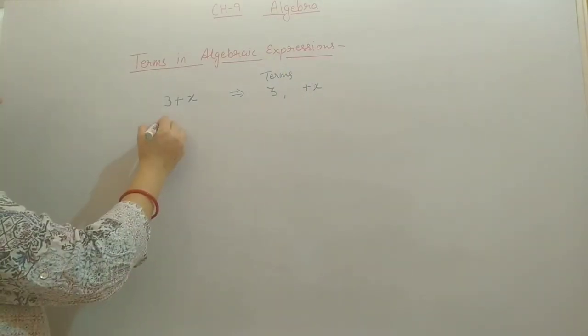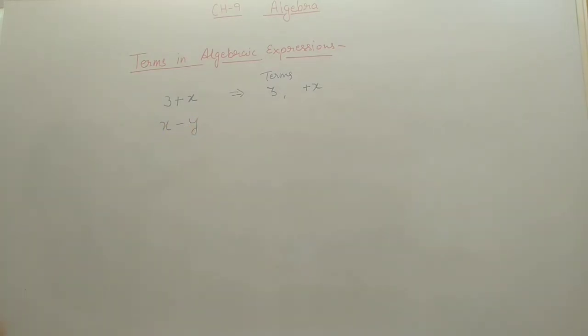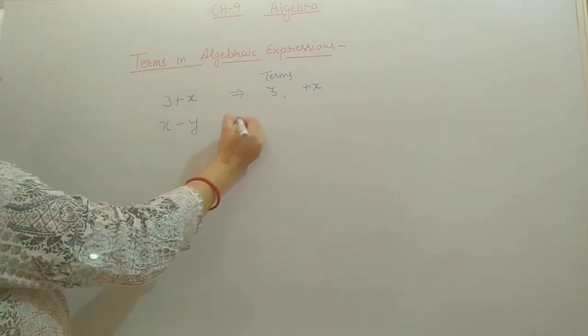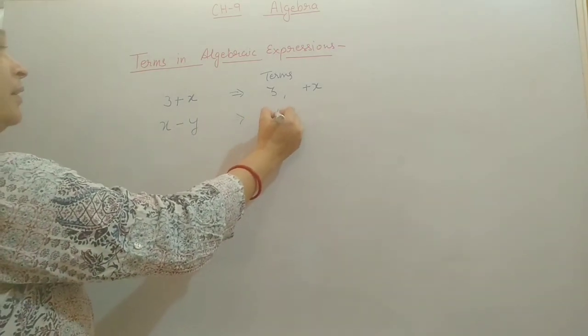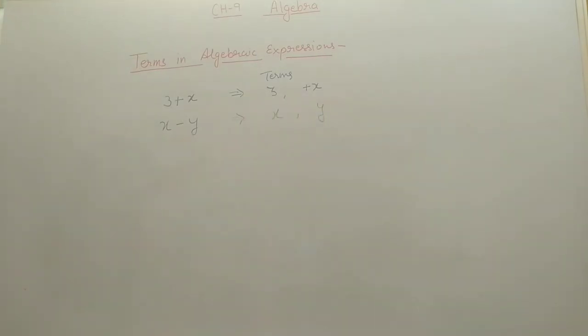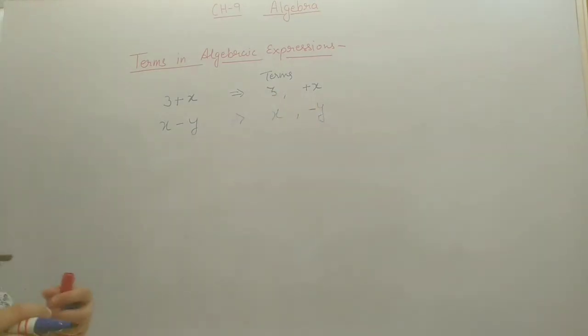Or for example, another one, x minus y. In this we have two terms. One is x, another one is y, and both the terms are separated by the minus symbol. So two terms are there, x and minus y. The most important thing is that always addition and subtraction will separate the terms. If multiplication and division is there, it means it is one term only.